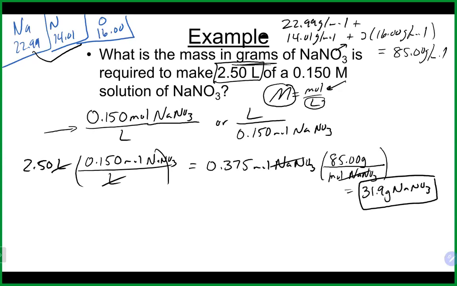So if you wanted to make a solution that had a concentration of 0.15 molar in this case of sodium nitrate, you would scoop out about 31.9 grams of it, add some water to dissolve it, and add enough water to end up with a total volume of 2.5 liters. Give it a mix, and you will have a solution that is 0.15 molar. Question on that part there.